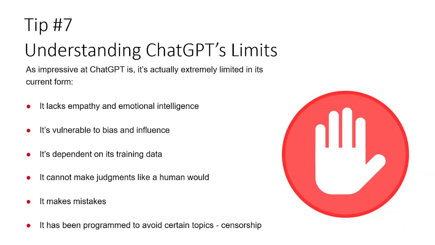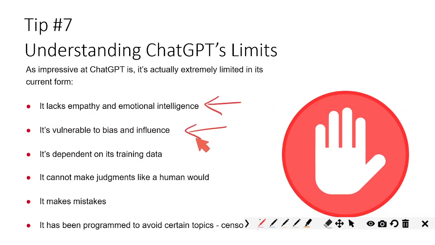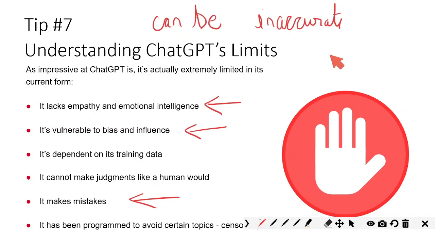Try to understand that ChatGPT is not really an answer to each and every question. It lacks empathy and emotional intelligence, and it is vulnerable to bias. At the same time, it makes mistakes. So whatever data you get from ChatGPT can be inaccurate as well, right? I will show you multiple examples. ChatGPT can be inaccurate as well, so just remember this particular thing. It makes mistakes as well.